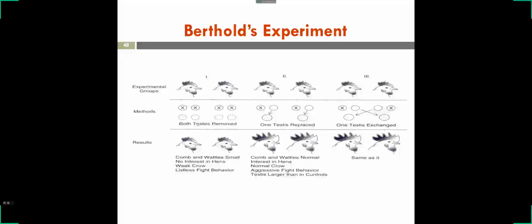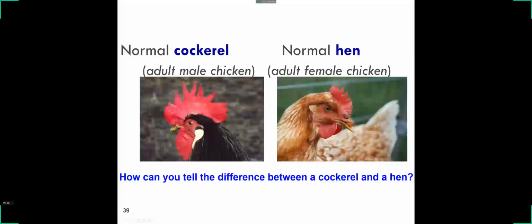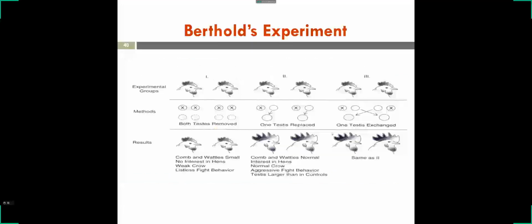What he found was, well, obviously you can tell the difference: an adult male chicken has a very big comb and a very big wattle, and a female has very small ones. That's how you know as an adult. If you're a chicken farmer, you know this when they get big, but when they're little, you can't tell the difference. So he removed both testes of these young chickens, and then he measured the size of their combs and wattles as they got older. He noticed that when both testes were removed, the comb and wattles were very small.